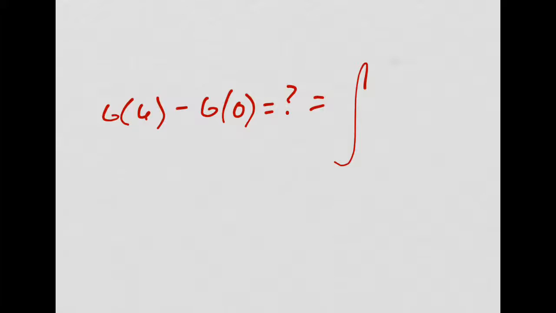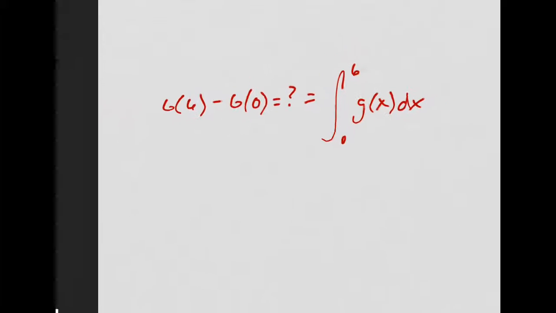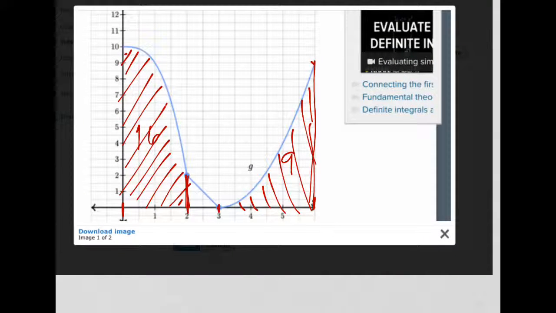But from the fundamental theorem of calculus, I know that that's just the integral from 0 to 6 of little g of x with respect to x. Since it's an integral, it's saying what's the area under g of x from 0 to 6. And that's what I was talking about over here. The area underneath g of x from 0 to 6 is 16 plus 9 plus that triangle.